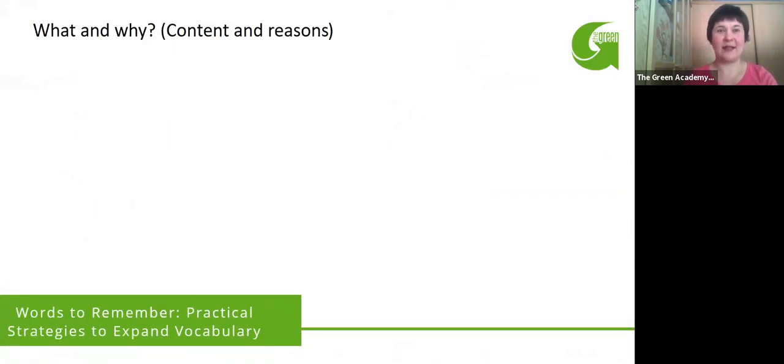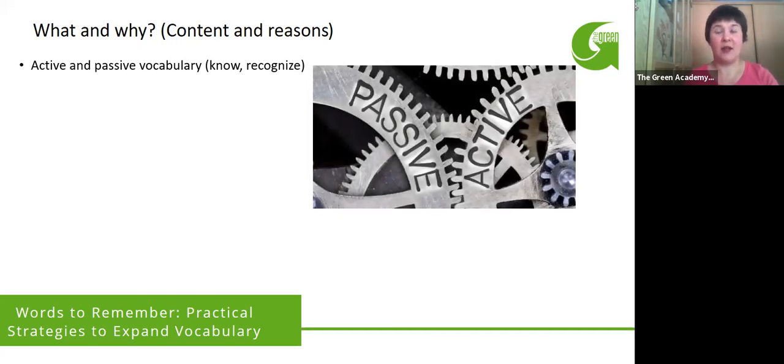Now let's have a look at the content and read and vocabulary, expanding. So first of all, we should mention that there are two big groups of words and phrases that we use. They are your active vocabulary. In other words, your active vocabulary consists of all the words that you know, and you are sure that you know them. It's not difficult for you to use them when you speak or write. And your passive vocabulary is all the words, phrases, and idioms that you can recognize in listening and reading.